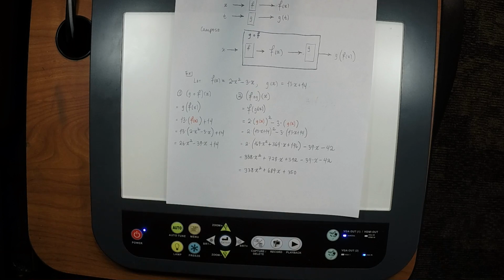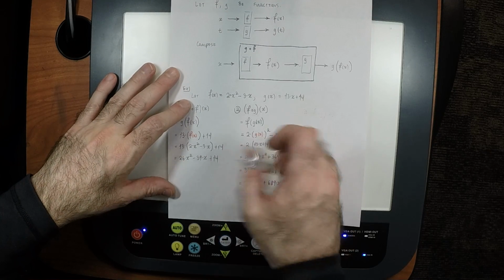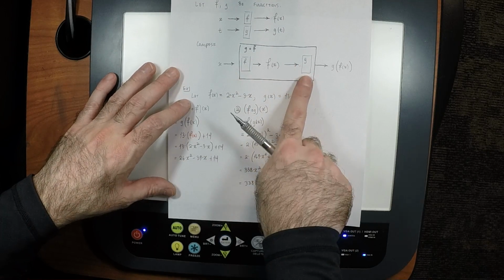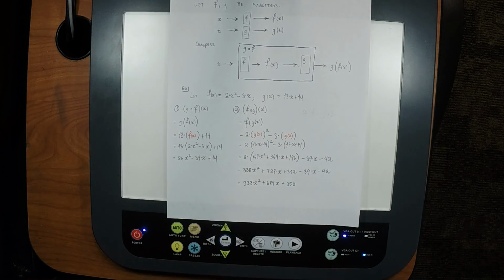And I want to emphasize to you that that should be entirely expected. Because again, this is like an assembly line. We have two things that we do. You can either do them f first and then g, or you can put those machines in the other order, and you do g first and then f. And you should entirely expect that the results should be different.